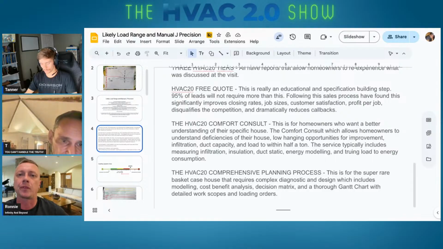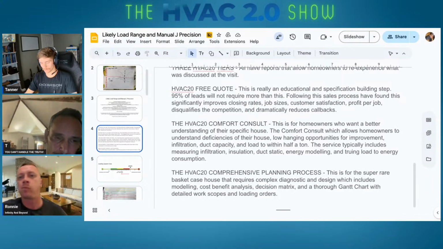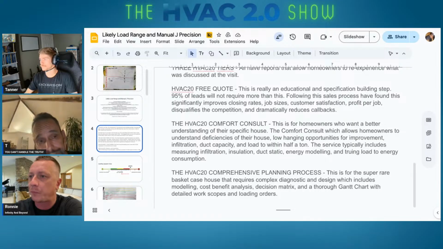And then of course there's the HVAC 2.0 comprehensive planning process, which you could make 1,000 sales and not run into one of these houses. But in order to do the comprehensive planning process, it's probably going to be around $5,000. This is for super rare basket case houses that require complex diagnostics and design, which includes modeling, cost benefit analysis, decision matrix, and a thorough Gantt chart with detailed work scopes and loading order.